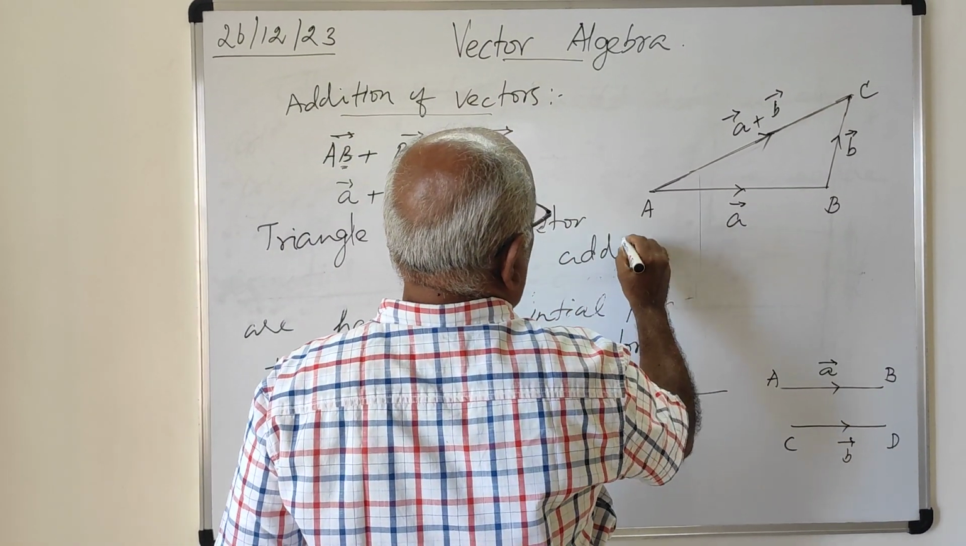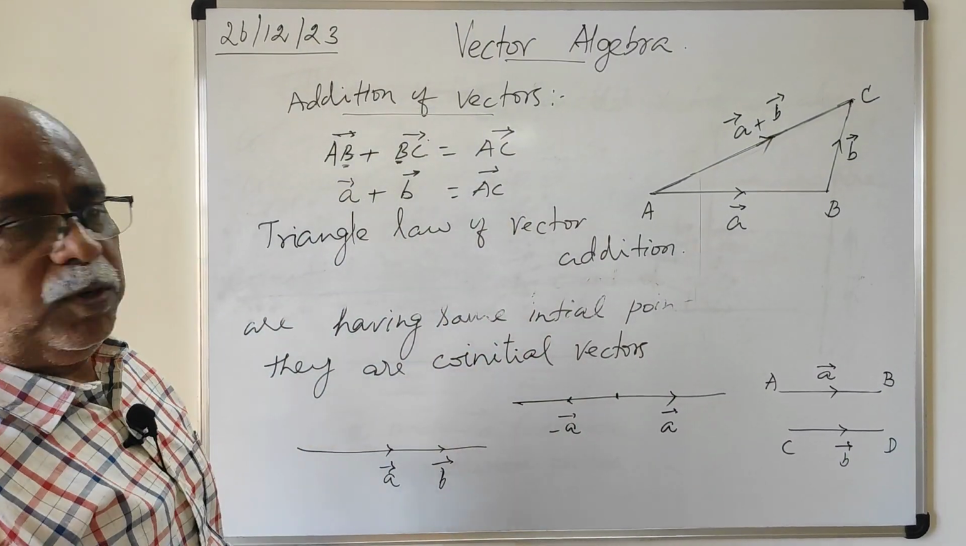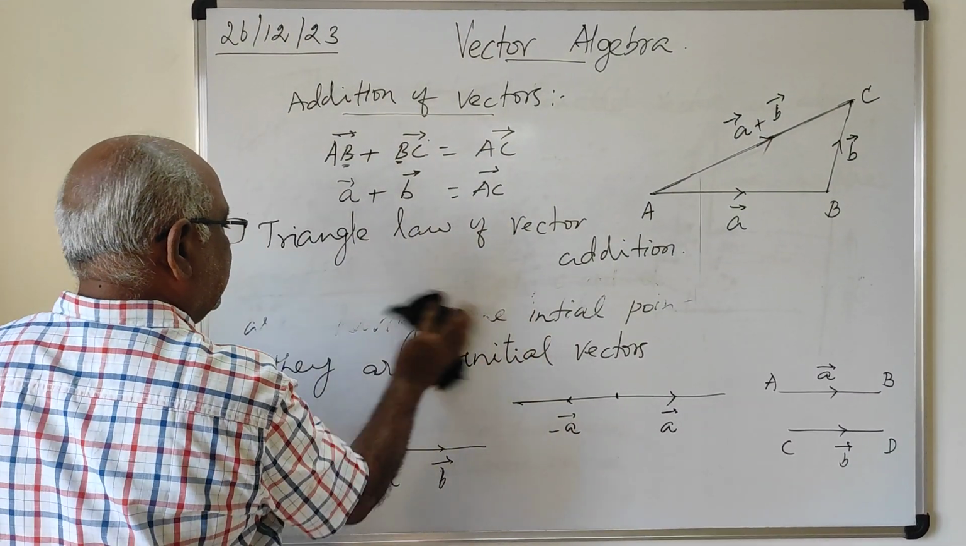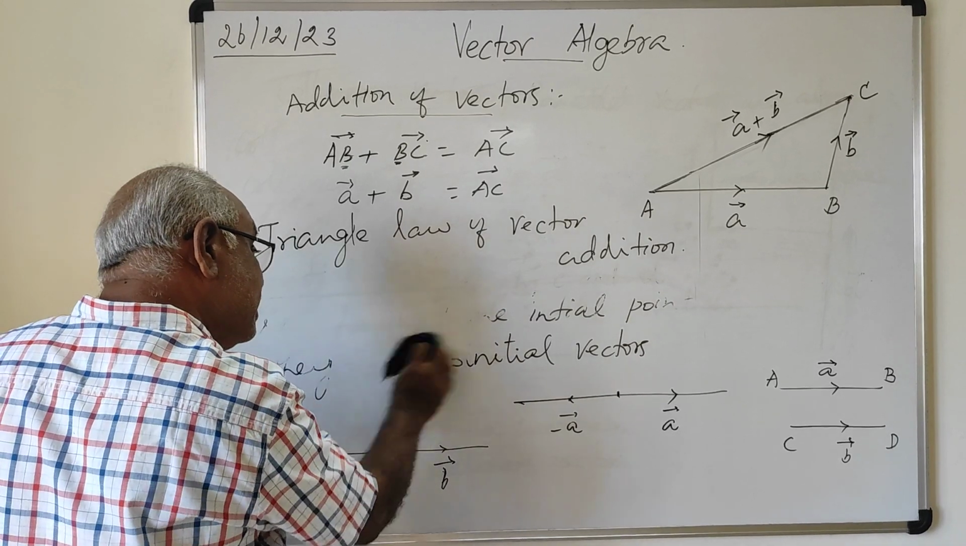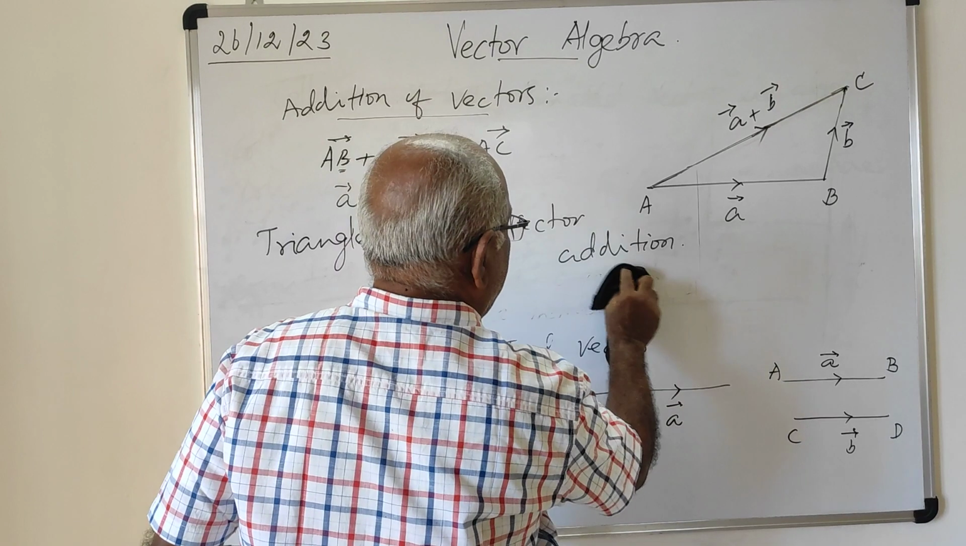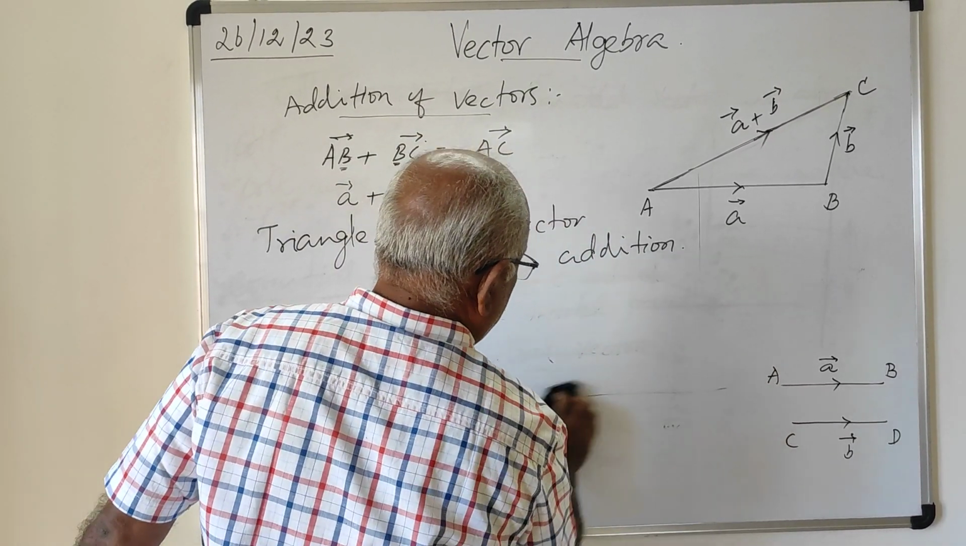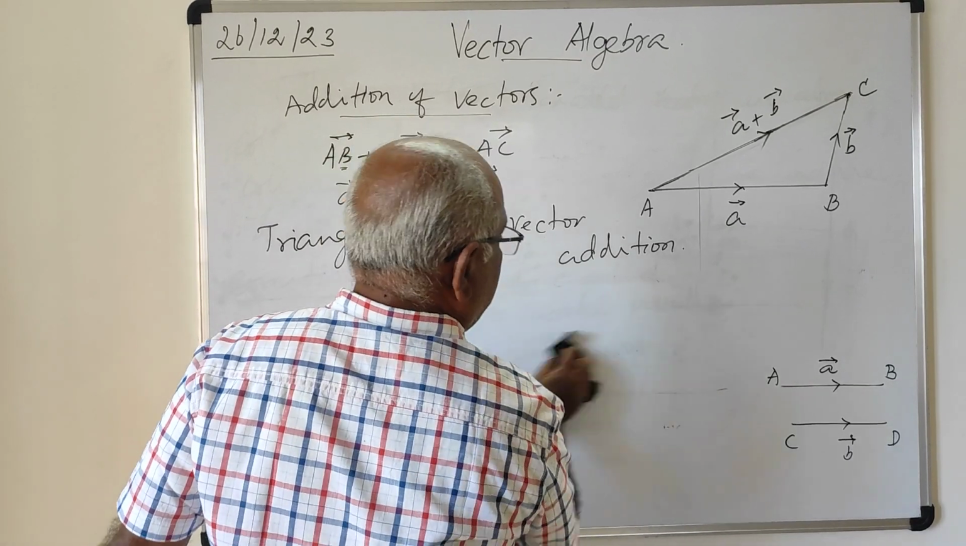Triangle law of vector addition: if two vectors A and B are represented by two sides of a triangle, then the sum is represented by the third side of the triangle, with the initial point of vector A and the terminal point of vector B. That is called vector AC. It is nothing but A plus B.